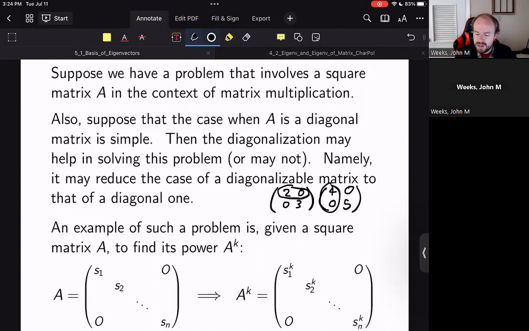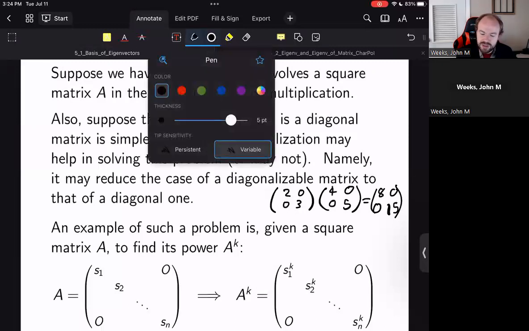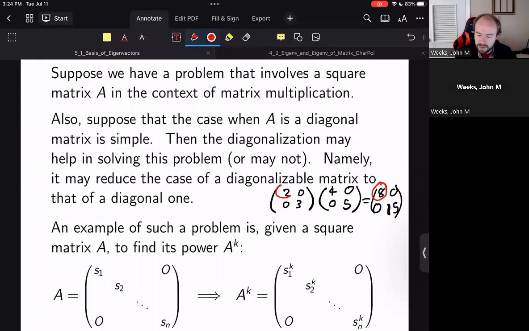Well, I'd just do the same thing as I normally do with matrix multiplication. So I go through and multiply 2 times 4. It gives me 8 on the top left. 2 times 0, 0 times 5. 2 times 0 is 0. 0 times 5 is 0. So I get 0 here. I'd similarly get 0 on the bottom left. And on the bottom right, I would get 0 times 0 plus 3 times 5. I'd get 15. Notice that each diagonal entry just multiplied across. 2 times 4 is 8. 3 times 5 is 15.